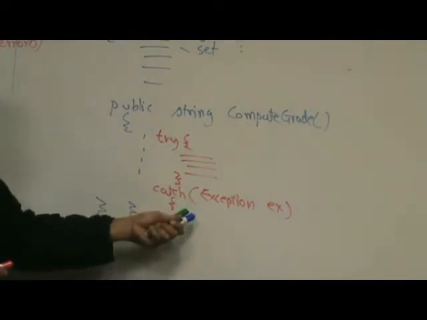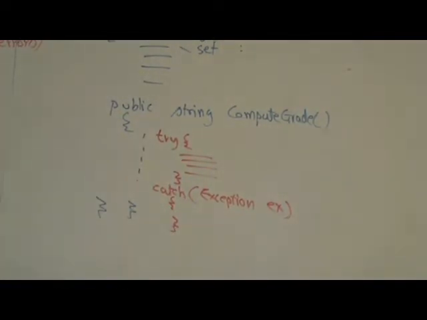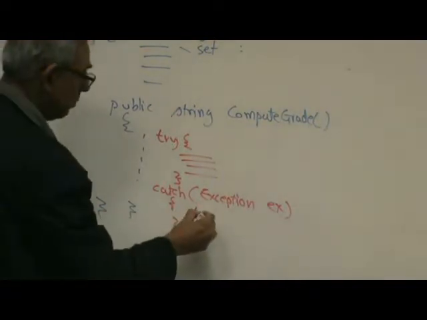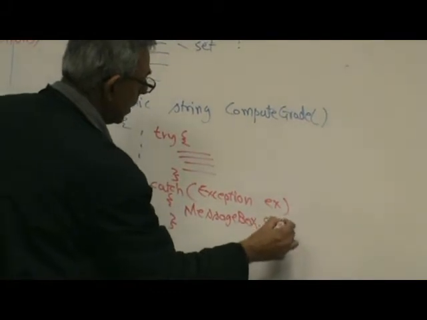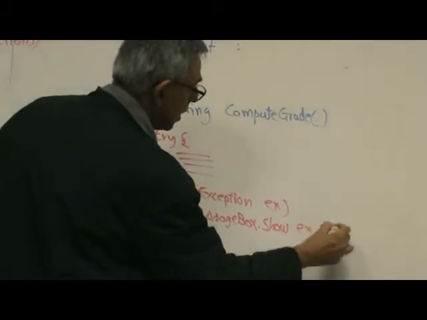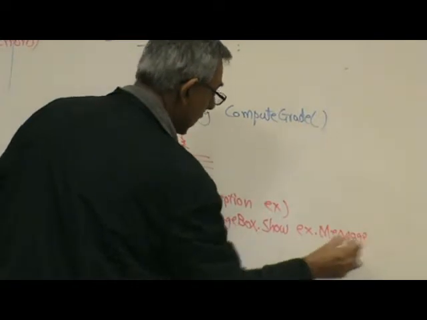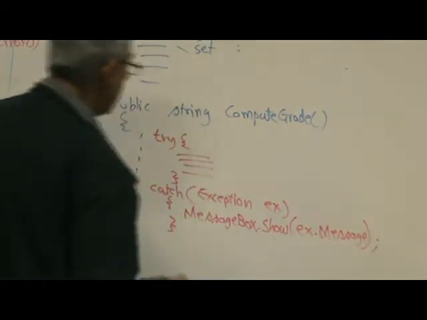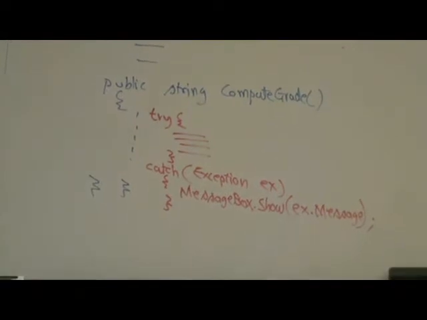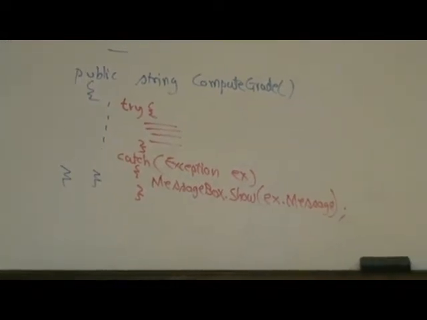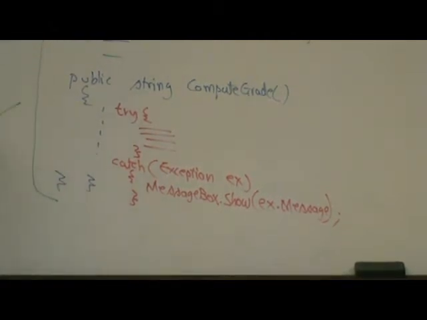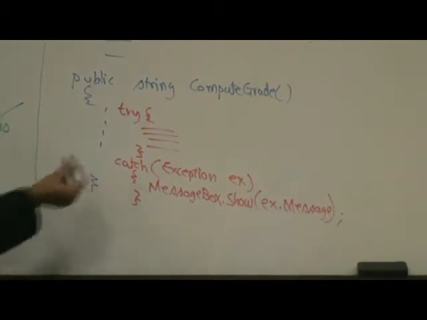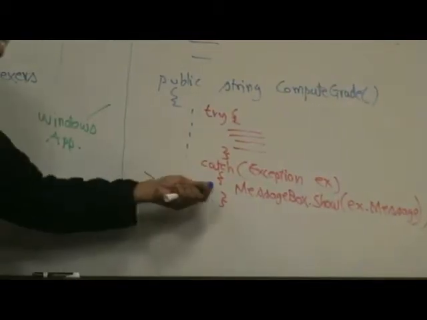What should we do in the catch part? Should we always write something like this, message box.show ex.message? Should we always write something like this? No, the answer is no. Why not? Because if you were using this class, let's say in a Windows application, where the message box does make sense, then probably it's okay.